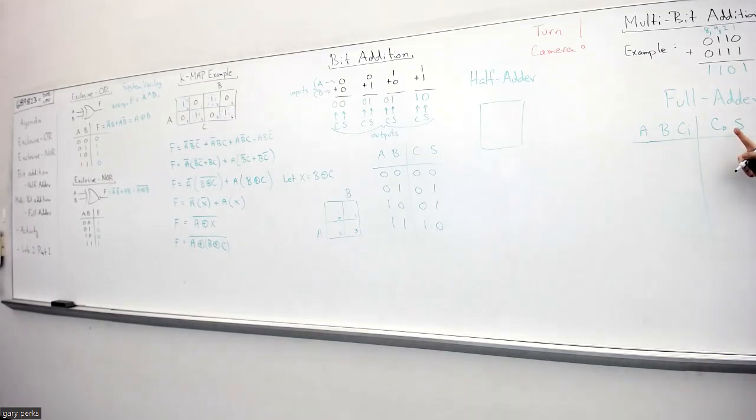And often the outputs are labeled S and CO. Can you guess what CI stands for? C input. Say that again. C input. Okay, how about the C? What does the C stand for? Anyone guess?